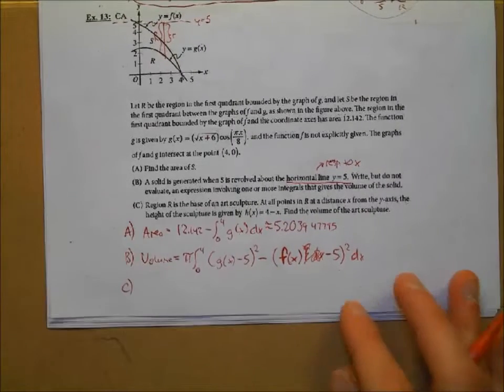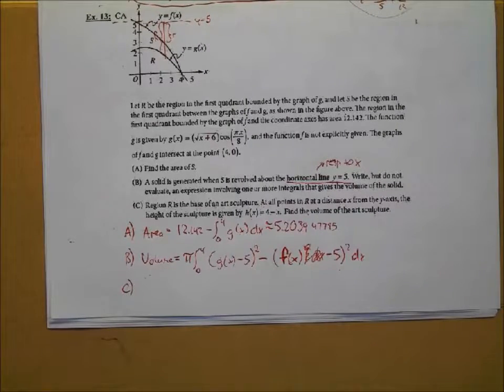Okay, letter C. Region R is the base of an art sculpture. At all points in R, at a distance x from the y-axis, the height of the sculpture is given by h of x equals 4 minus x. Find the volume of the art sculpture. Interesting. Okay, so we're not rotating here, right?